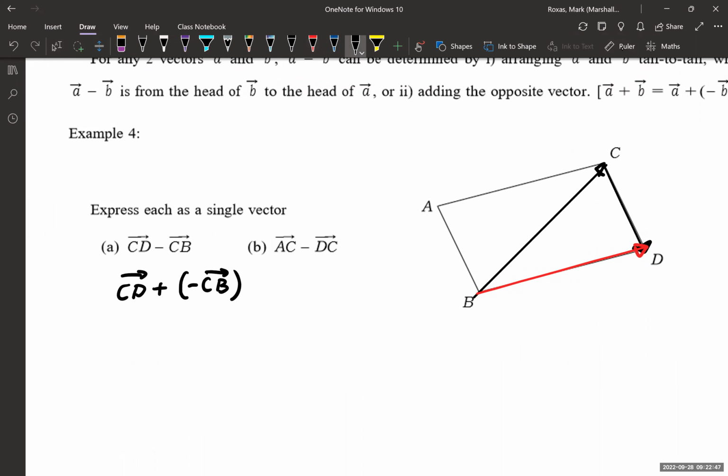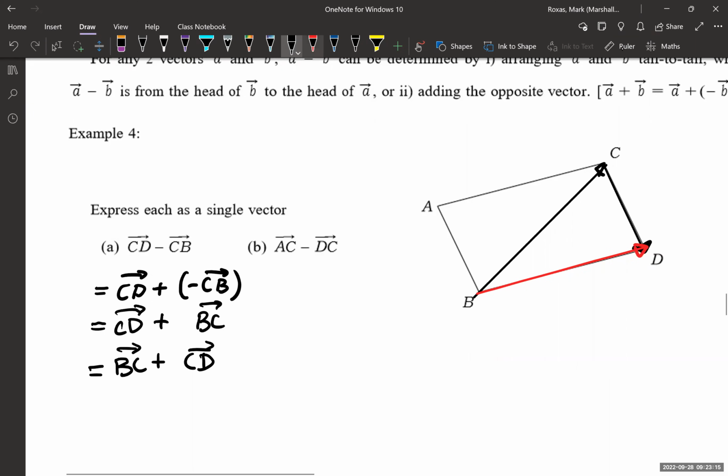Negative C to B is just like saying I'm now drawing the vector connecting B to C. Okay, and I'm adding C to D with that. That doesn't change. And I can switch them around. I could say B to C plus C to D, because addition is commutative, right? 5 plus 1 is the same as 1 plus 5. And then the resultant I have in red is the vector from B to D.